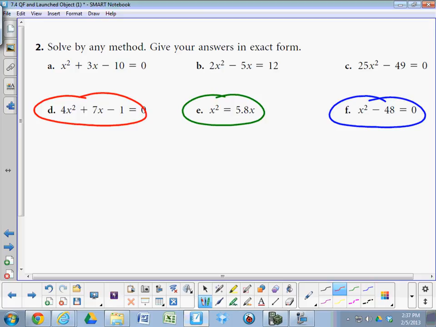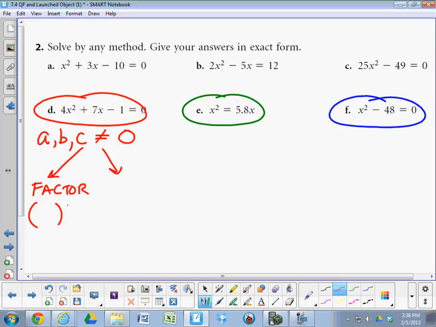For the red one, is it already in general form with A, B, and C on the left equal to 0? Are any of A, B, or C 0? Are they all present and accounted for? There's a 4 for A, a 7 for B, and a -1 for C. None of them are 0. If that's the case, you have 2 choices. Choice 1, factor it.